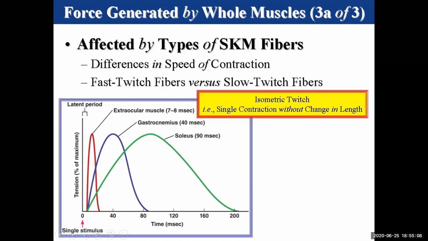Moving on to the third factor. There are different types of skeletal muscle cells, skeletal muscle fibers. They exhibit different speeds at which they can contract. So we call that differences in speed of contraction. So fast fibers, slow fibers.